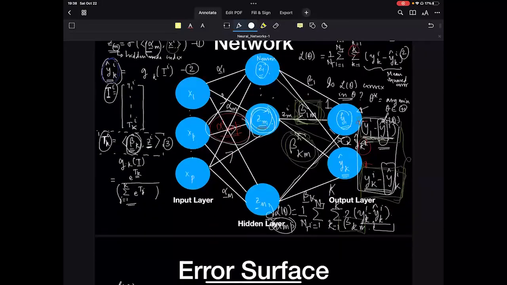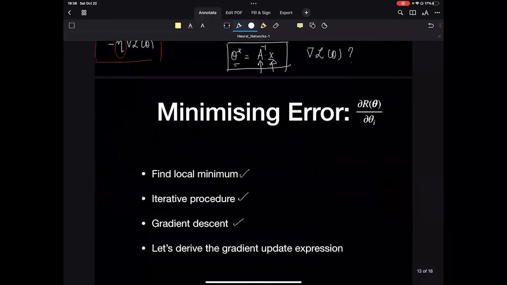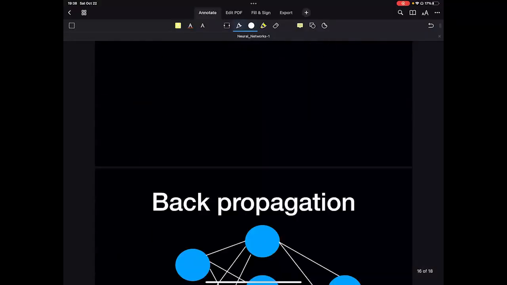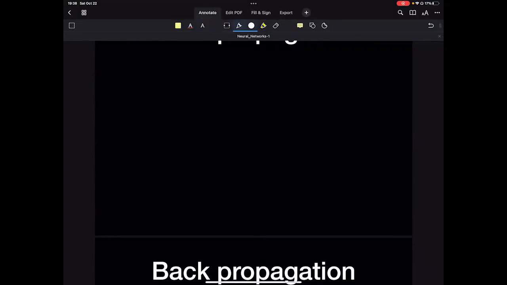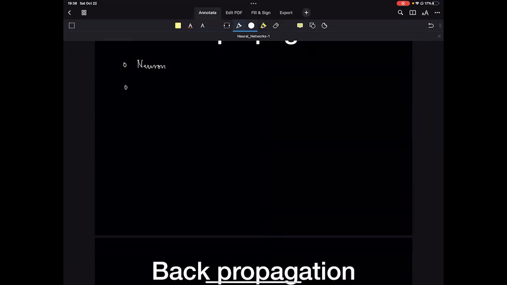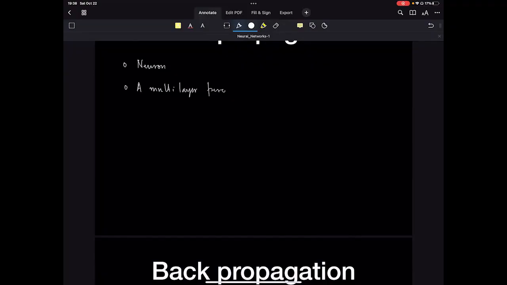And in summary, what we have done is essentially, maybe I'll write out the summary here and I'll make use of this slide. So we defined a neuron. Then we looked at a multi-layer perceptron. Then we defined essentially the y hat for an MLP. Then we defined the loss.